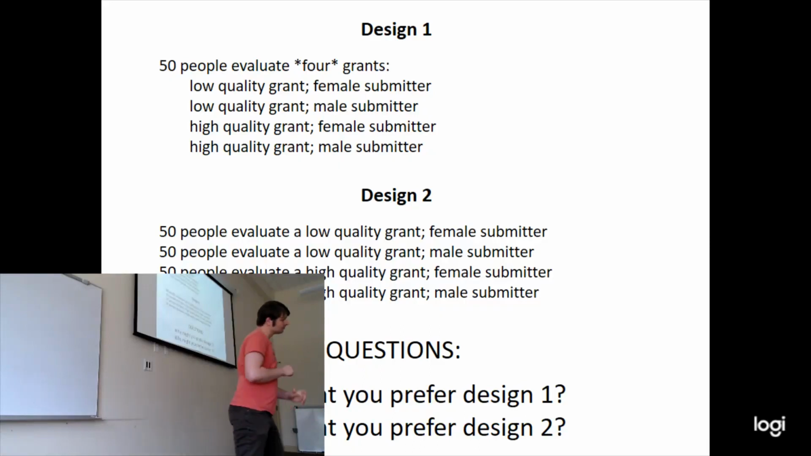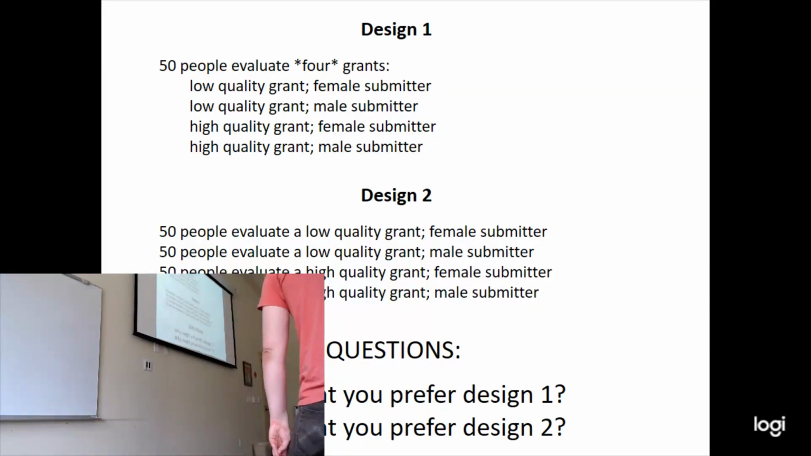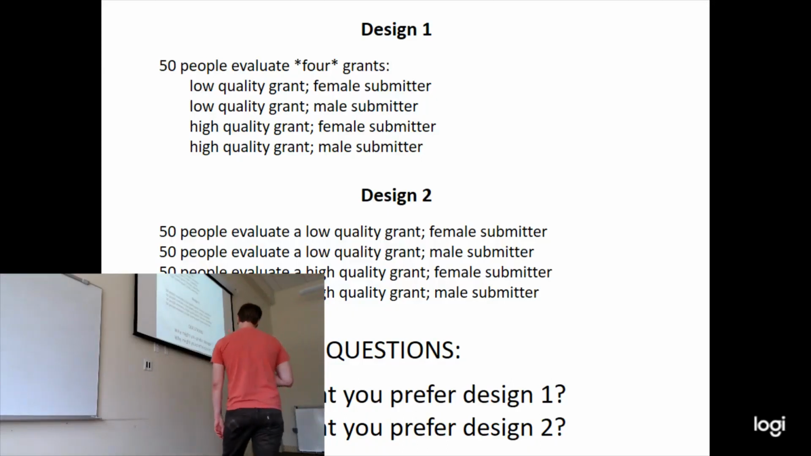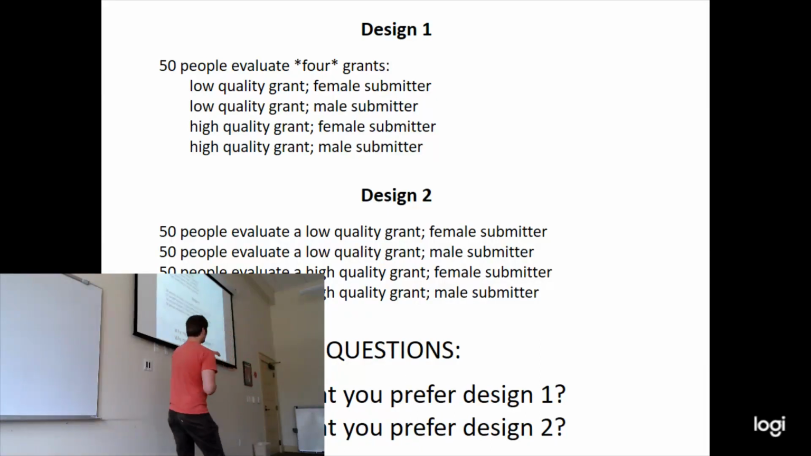Is it a possibility to do it in the middle, like having 50 people evaluate the first two conditions and then having another 50 people evaluate the last two conditions? Is that a possible design? Absolutely. We could mix these two types of designs, have repeated measures on one of the variables, but not repeated measures on the other.